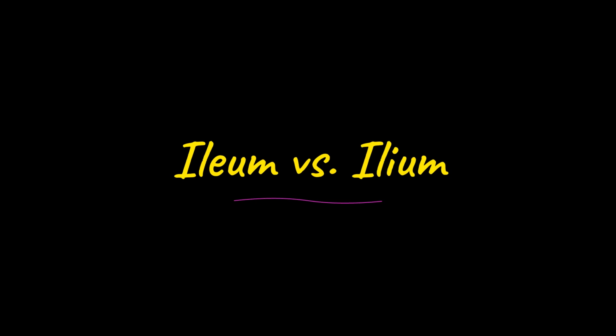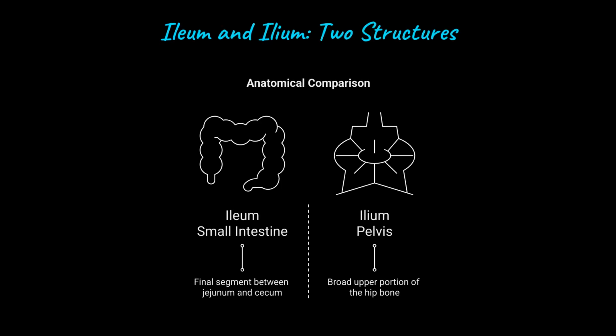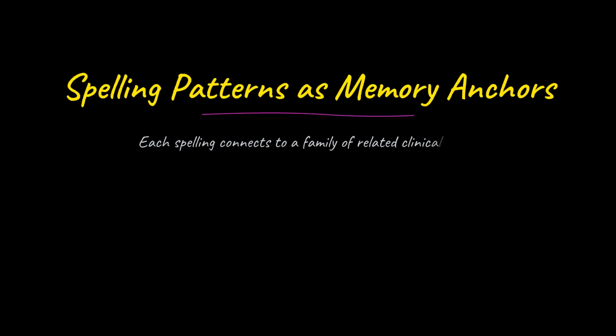Two terms that sound identical can refer to completely different parts of the body. Understanding the structural and contextual difference between ilium and ileum is essential for accurate medical documentation. The ileum, spelled with two E's, is the final segment of the small intestine, running between the jejunum and the cecum. The ilium, spelled with two I's, is the broad upper portion of the hip bone, forming part of the pelvic ring. The spelling itself is the clue.